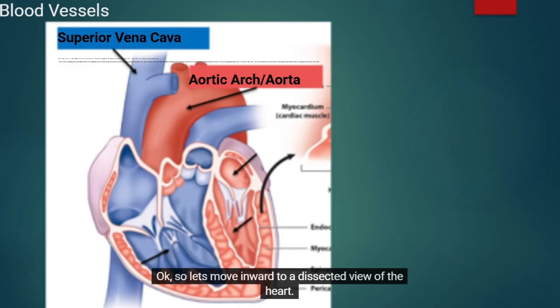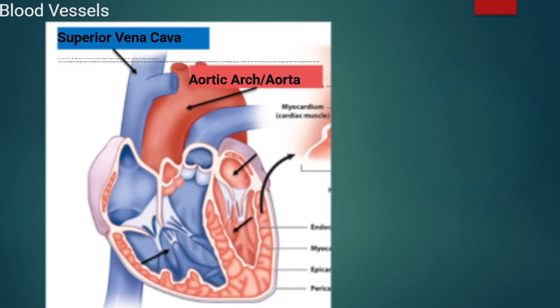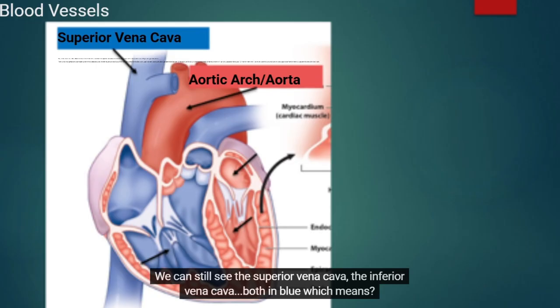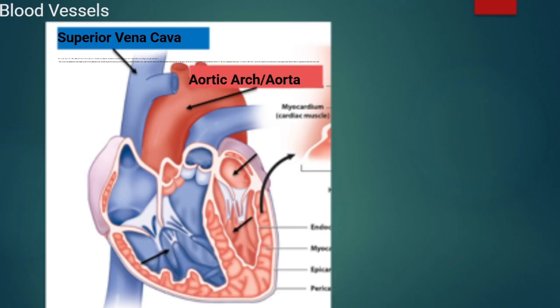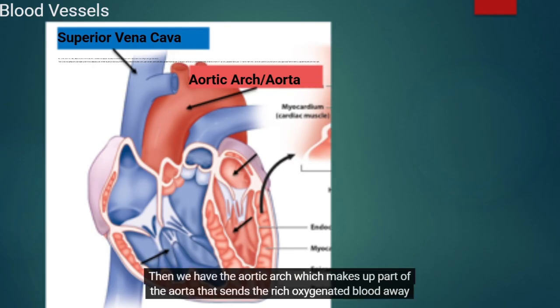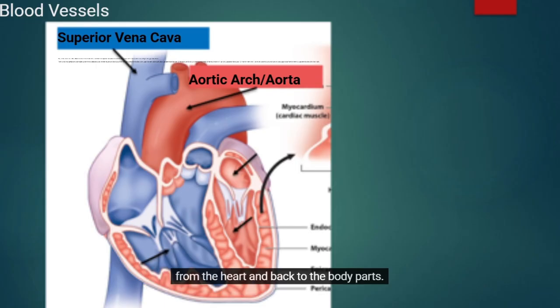Okay, so let's move inward to a dissected view of the heart. We can still see the superior vena cava and the inferior vena cava, both in blue, which means deoxygenated blood. Then we have the aortic arch, which makes up part of the aorta that sends the rich oxygenated blood away from the heart and back to the body parts. Again, the parts associated with oxygenated blood are in red.